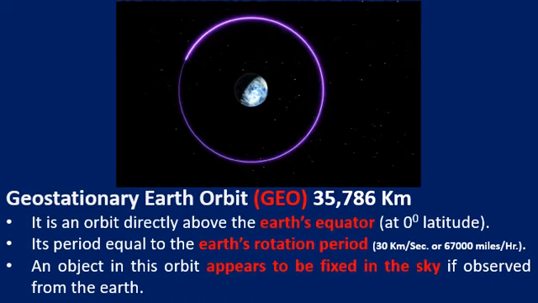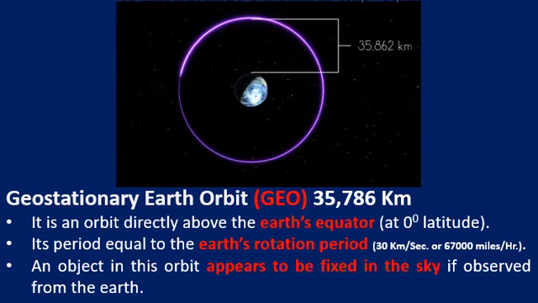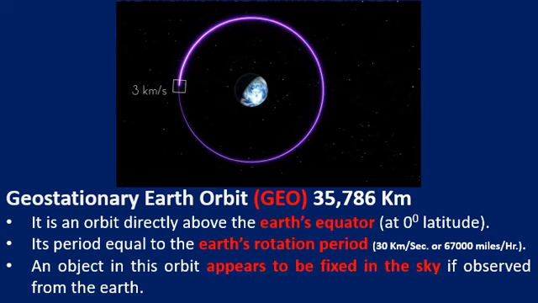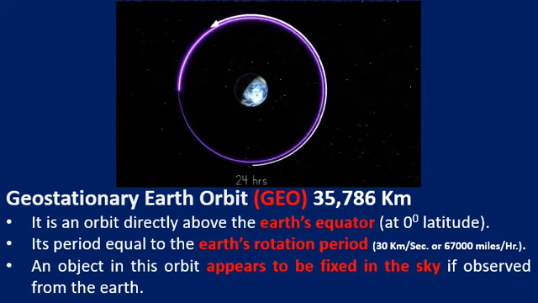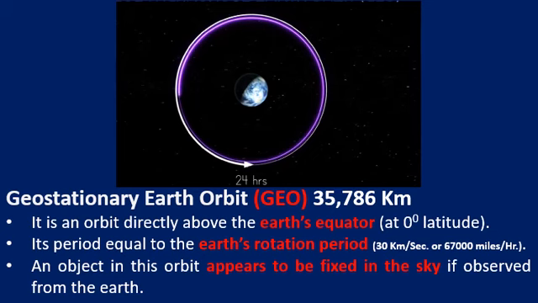Geostationary earth orbit, it is about 35,786 km above the earth. It is an orbit directly above the earth equator at 0° latitude. Its period equals the earth rotation period, that is 30 km per second or 67,000 miles per hour. An object in this orbit appears to be fixed in the sky if observed from the earth.